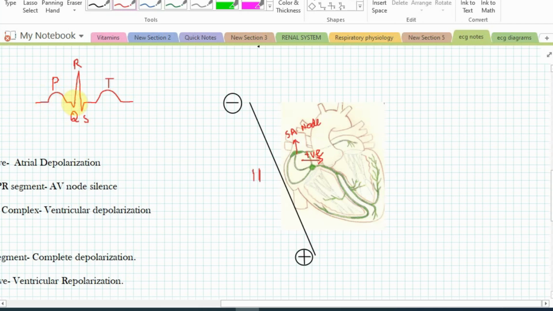So the PR or PQ segment is also called atrioventricular or AV node silence. Now, why is it called AV silence and what is its importance? It's called AV silent because conduction over here is very slow. AV conduction is very slow or low.